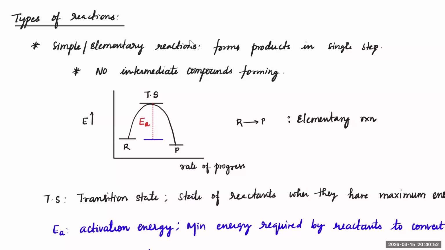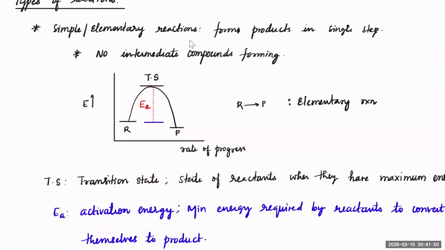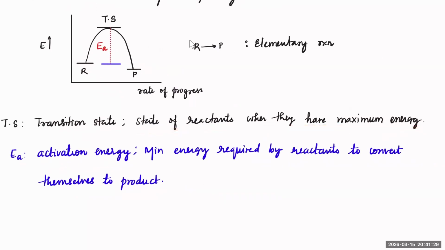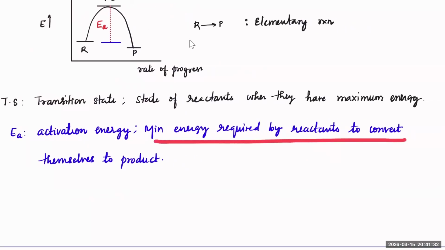Clear? And the energy that is required for reactants to reach there. See, reactants already have some energy. And on top of that, this much extra amount of energy is required for them to reach this transition state. So this extra minimum amount of energy that is required is what we call activation energy. Okay. So you can see transition state, TS, right? It is the state of the reactants when they have achieved maximum energy. Activation energy is the minimum energy required by reactants to convert them into products. Got it?